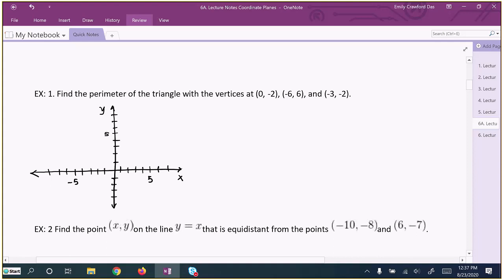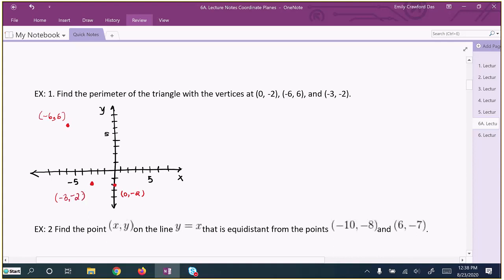Let's plot these points. So we have (0, -2). (0, -2) is here. And we have the point (-6, 6). So -6 and 6 should be somewhere up here. Doesn't have to be a perfect drawing. It's just to give us an idea. And (-3, -2). That should be right around here.